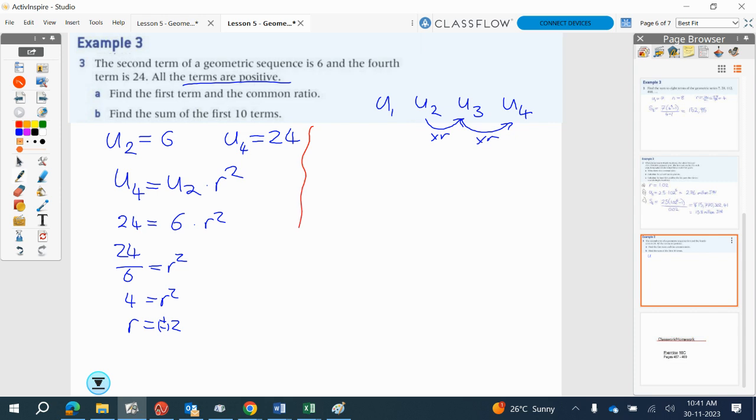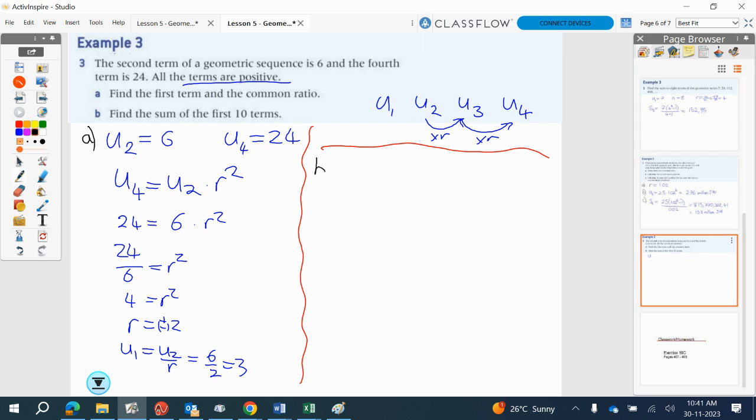Thank God. That means we can find U1 by dividing U2 by R. We could find U1 in a few different ways. One technique would be to take U2 and divide it by R. That gives us 6 over 2, which equals 3. And that gets us U1, and that's everything for part A.